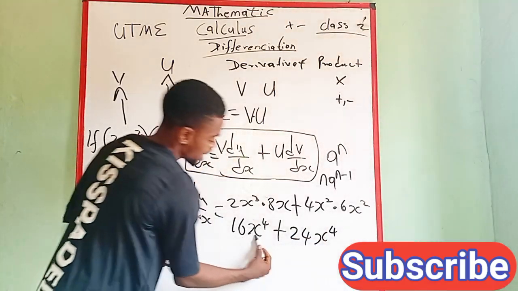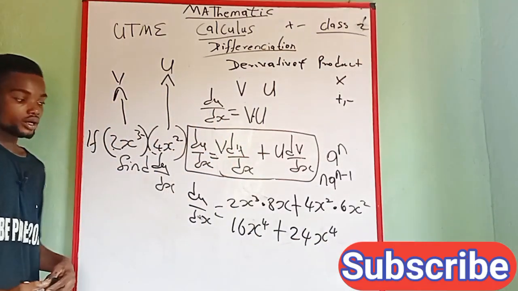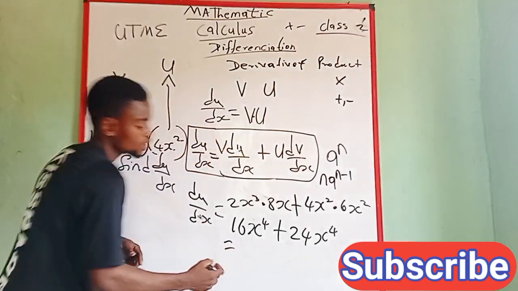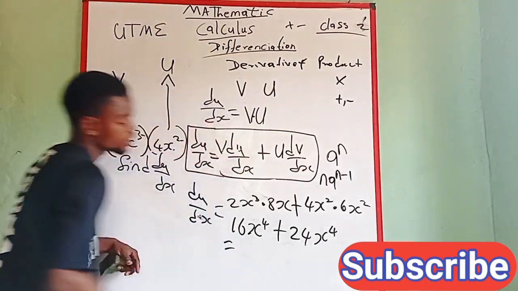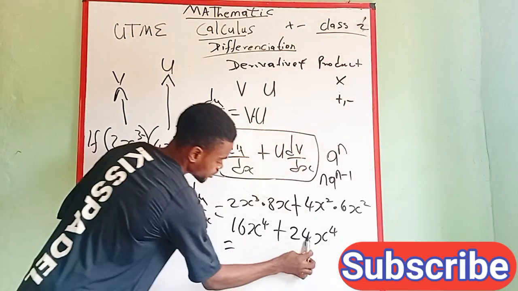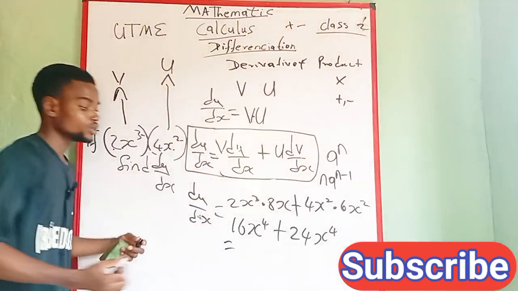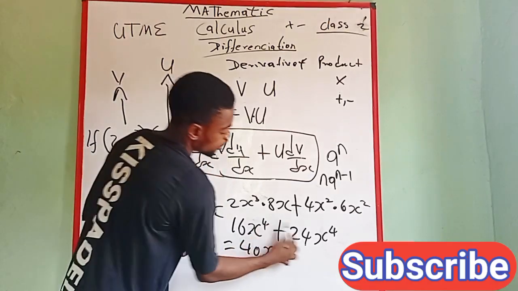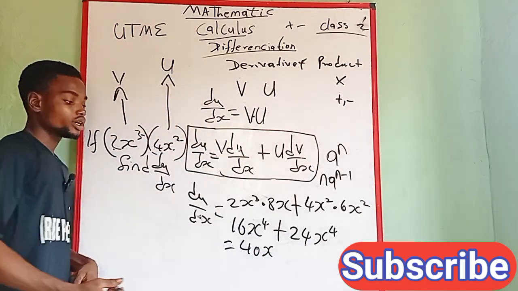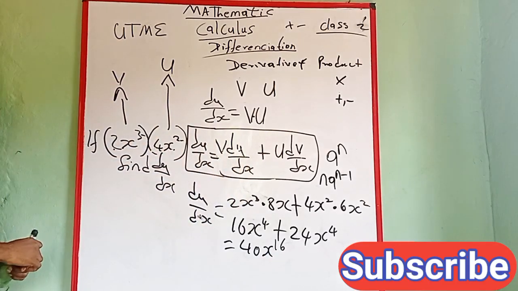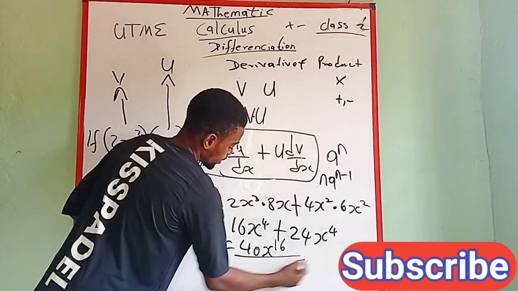Now, because these have the same unknown variable power, we are still going to add them together. Adding them together, we're now going to have 16 plus 24, which will give us 40, s raised to power 4. Now, 4 times 4 is going to give us 16, raised to power 4. All right. So henceforth, this is our final answer.